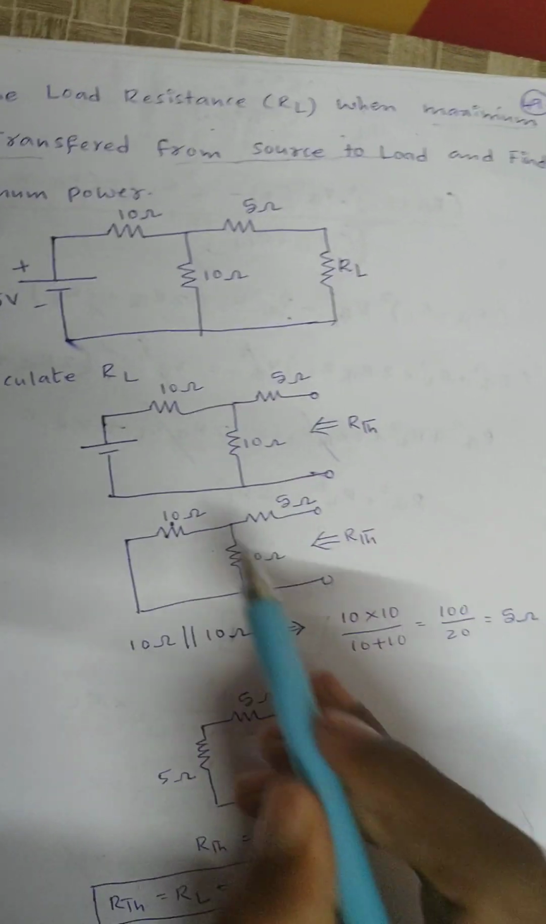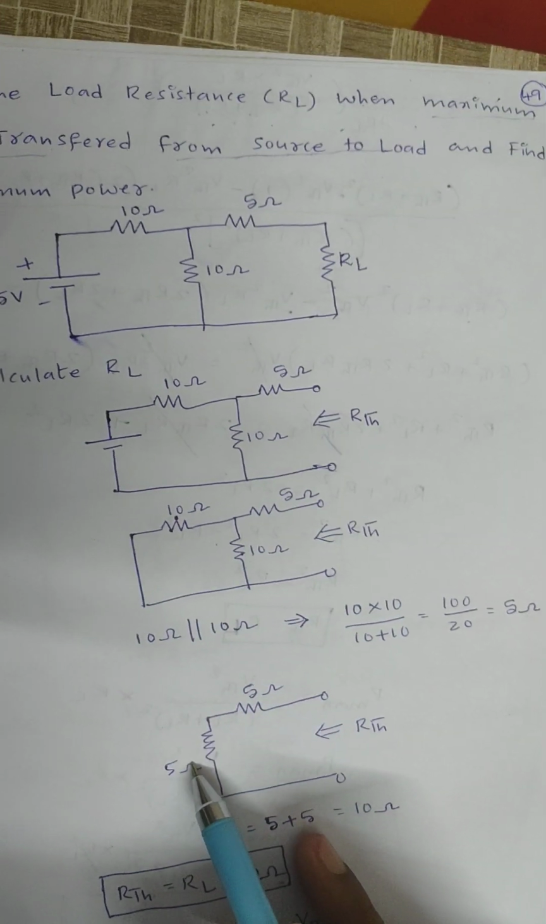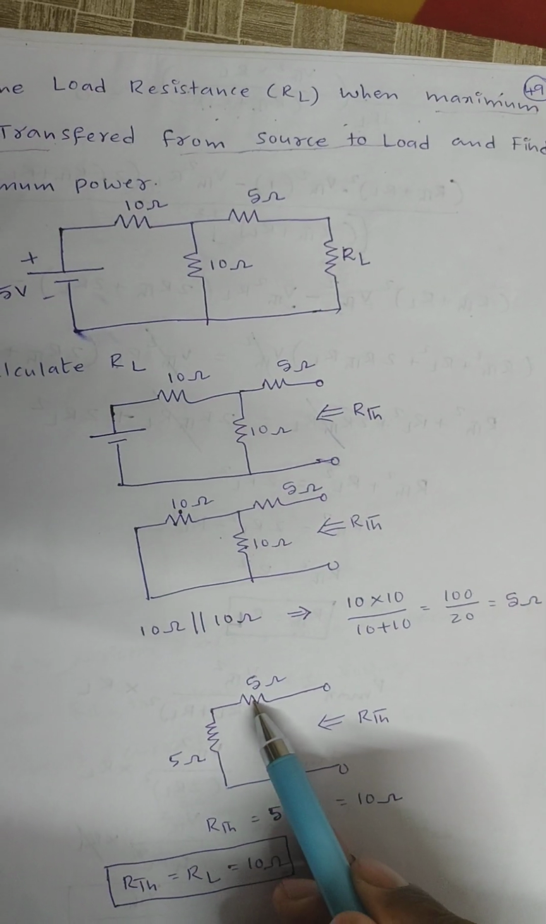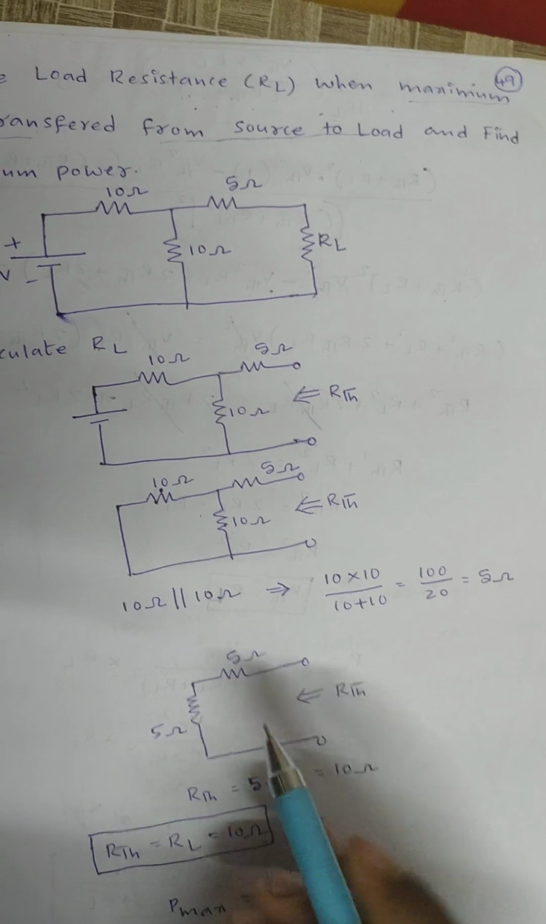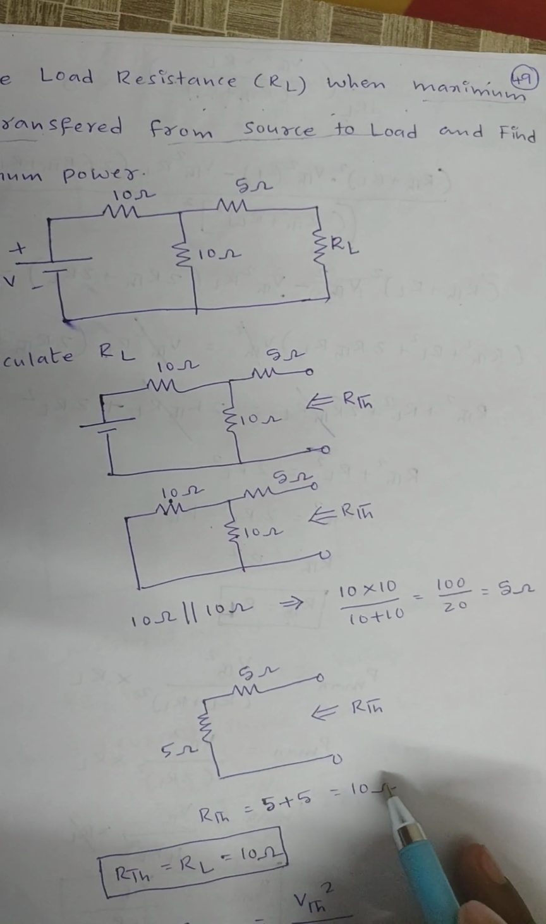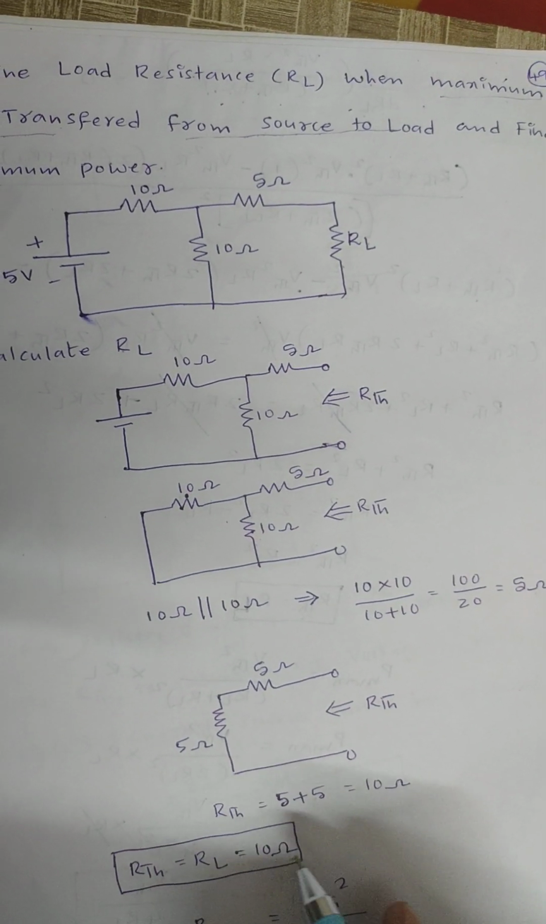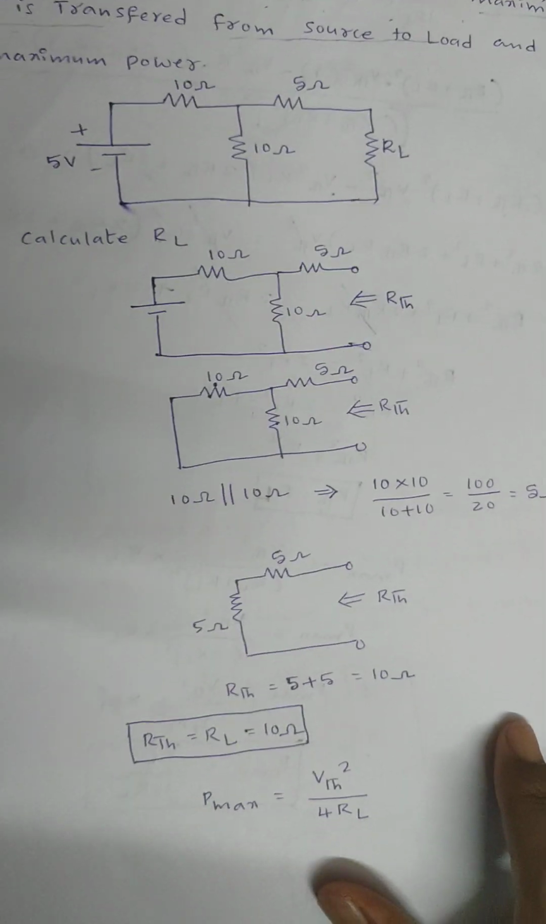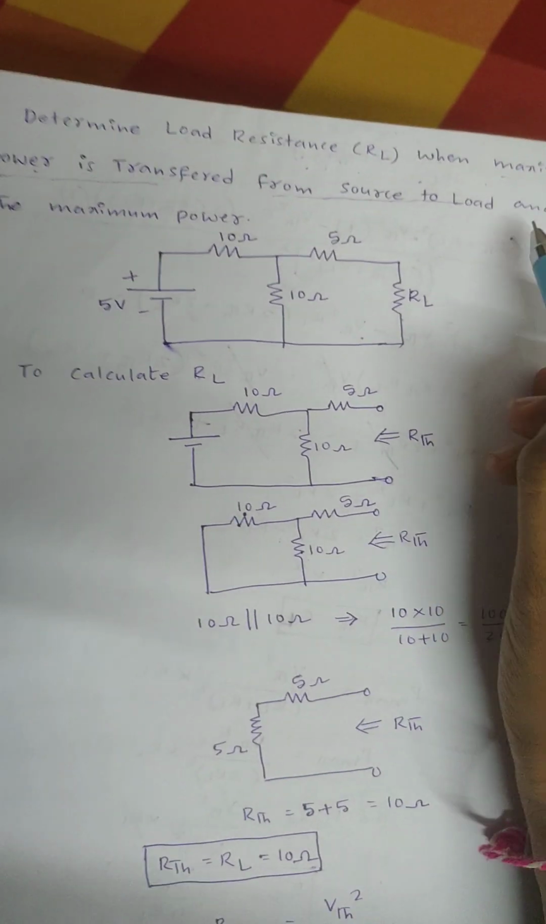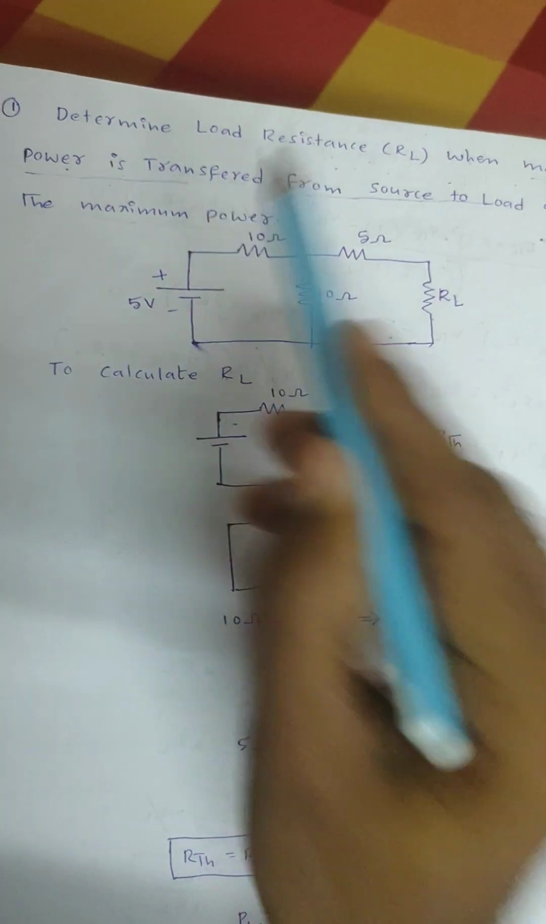After that, these two resistors are replaced by a single resistor. 5 ohm and 5 ohm are connected in series. Then RTH is equal to 5 plus 5. RTH, that is equal to RL, that is equal to 10 ohms. The first part is completed. Next, determine the maximum power also.